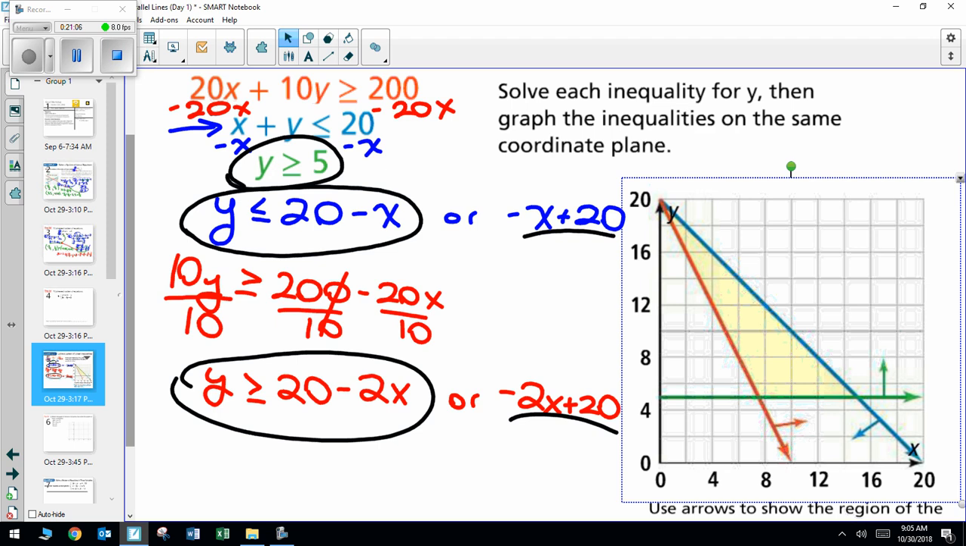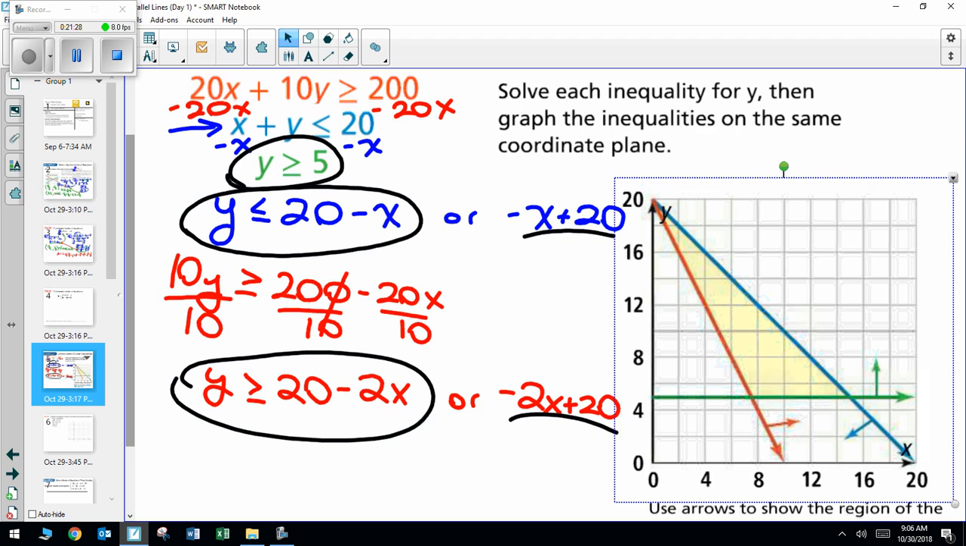The other line, 20 minus 2x, same intercept of 20, now it has a slope of -2, so it's going down 2 to the right one, down 2 to the right one. So plot the intercept, go with the slope. This line is y is greater than my line. If y is greater than my line, that means I want everything above the line. So everything basically kind of looks like to the right, but it's actually above the line. So everything above that line is being shaded.